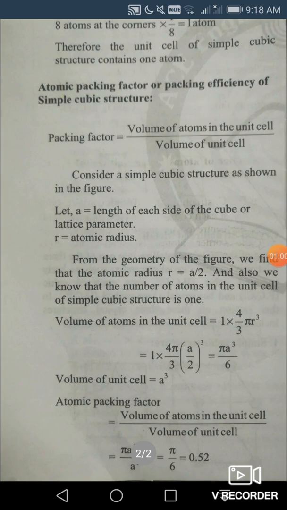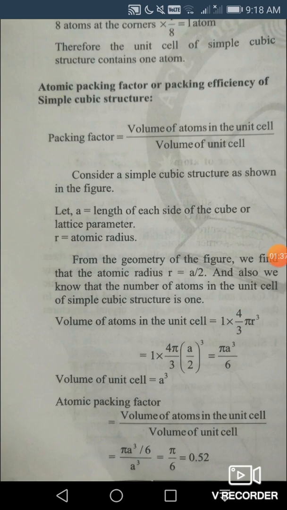We have defined packing factor as the volume of atoms in the unit cell divided by the volume of the unit cell. We have seen how many atoms are there in the simple cubic structure: there is one atom in the unit cell, because there are 8 corners and each corner contributes 1/8 of an atom. 1/8 into 8 is equal to 1 atom for the entire unit cell. So the number of atoms in the unit cell, 1, into the volume of each atom, divided by the volume of the unit cell.